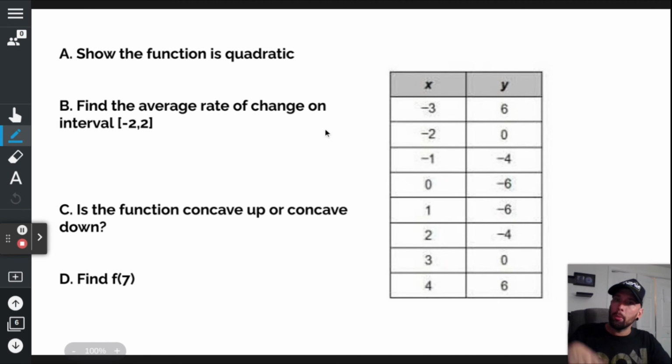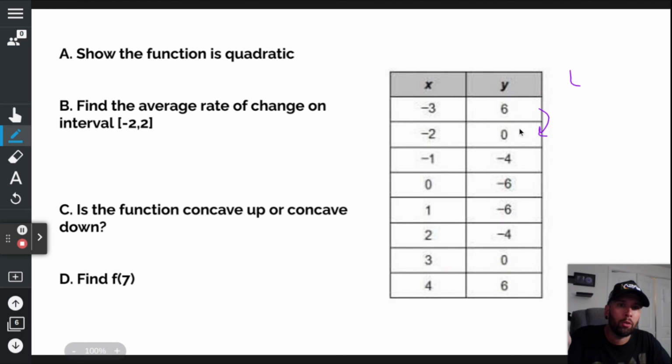New problem. Show that the function is quadratic. Let's make sure that my x values are going up by the same number every time. So +1, +1, +1, hooray. So let's test linear. I know it's not linear because I already know it's quadratic. We need to show that it's quadratic. So what do I do?